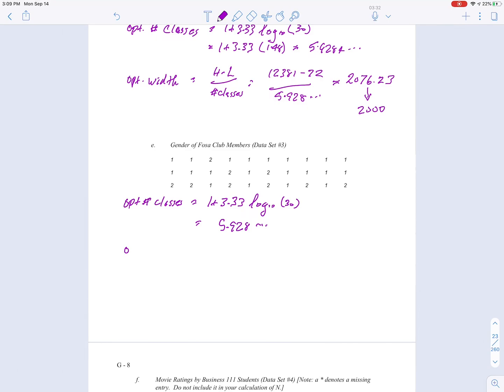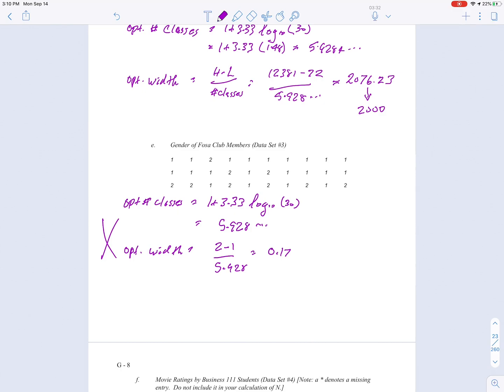And then we can come up with the optimal class width, which is going to be the high minus the low, so 2 minus 1 divided by 5.928, and that's going to come to 0.17. So you should have class widths of about 0.17. Now, I'm hoping you look at this and you say, well, what the Frodo? Like, what does that mean? I mean, all we've got is 1s and 2s.